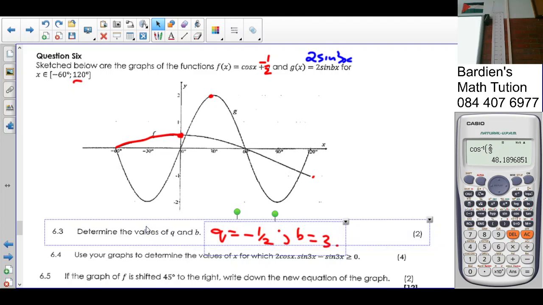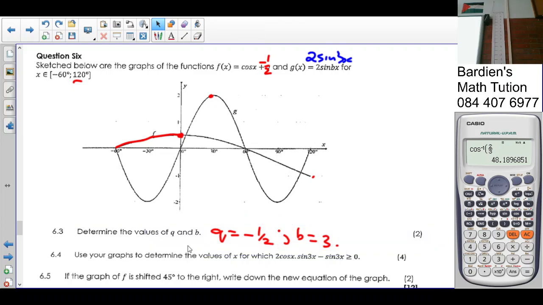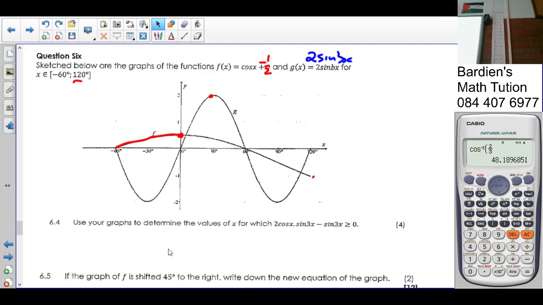Okay, next. Use your graph to determine the values of x for which 2 cos x times sine 3x minus 3 minus sine 3x is greater than or equal to 0. So where do you see this? What do you notice here? I'm seeing many things, not so?